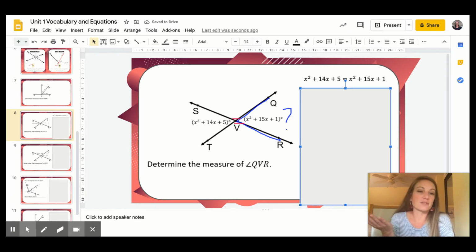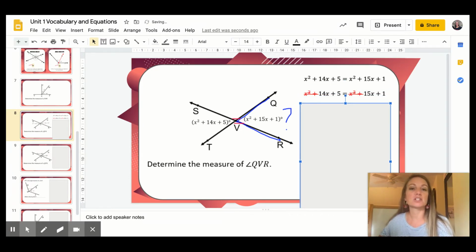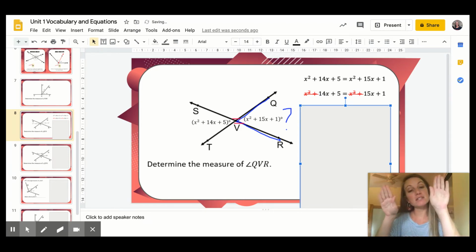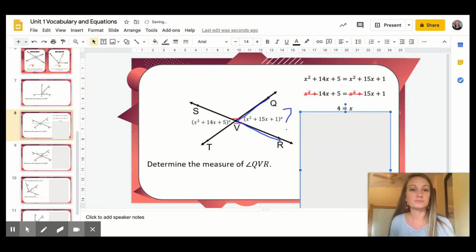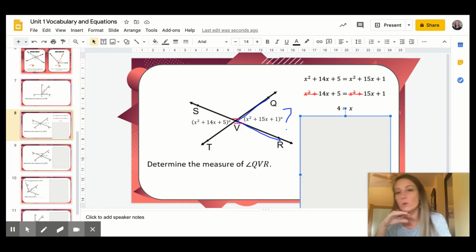So how do I solve this? I have x squareds on either side. Some of you may freak out and be like, oh, it's factoring. Not factoring right now because they both cancel each other out. So then I have my 14x on the one side, my 15x. So I'm going to take my 14x and move it over, and take my plus 1 and move it over to the other side. I get 4 equals x. Perfect. Guess what choice A is on multiple choice? 4.